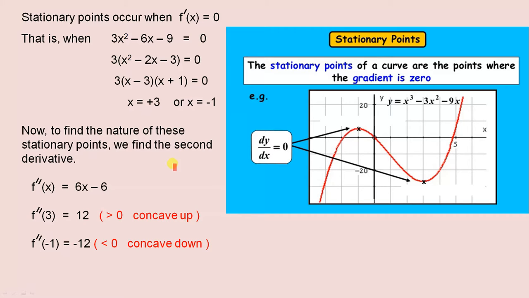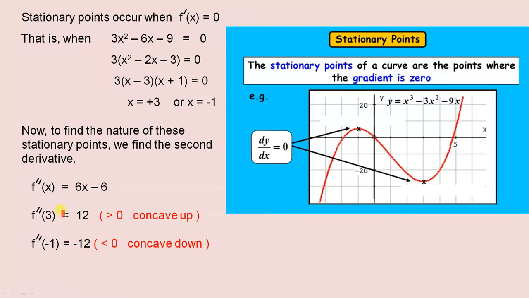Now, to find the nature of these stationary points, we find the second derivative. So remember, the second derivative was 6x minus 6. That's what it is. Because if the first derivative is 3x squared minus 6x minus 9, the second derivative is 6x, 2 3s are 6, 6x minus 6. So there's the second derivative.